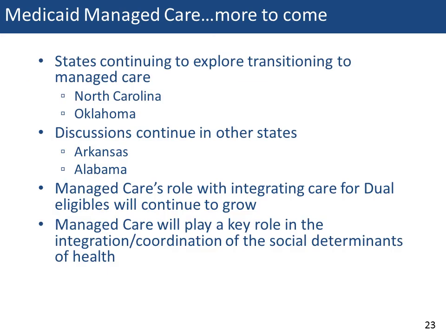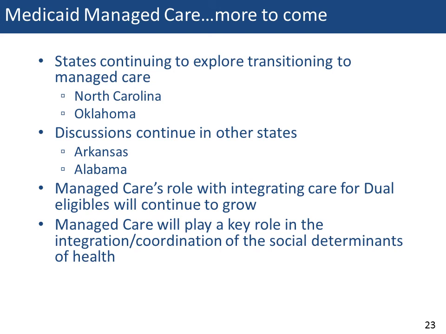And my last slide here to conclude is just a little bit that there's a lot more to come, I think, on this particular topic. States are continuing to explore transitions to managed care. Two prime examples of that are North Carolina and Oklahoma, where the state Medicaid programs are considering very strongly moving. There are strong discussions that are occurring in states such as Arkansas and Alabama.